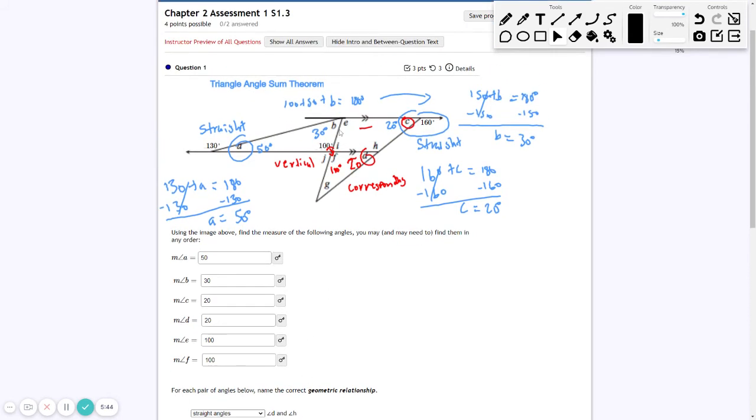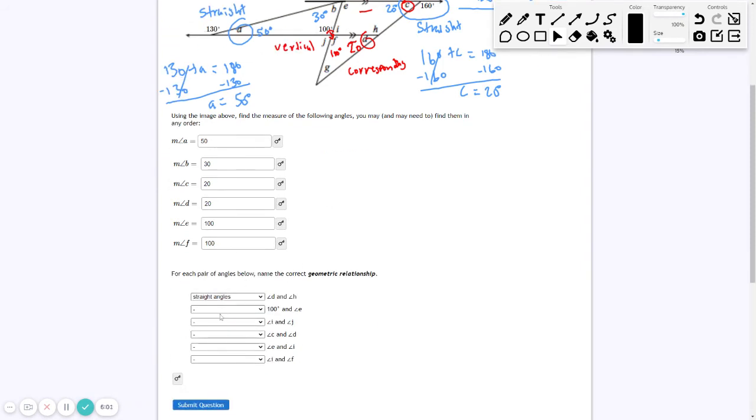Now, 100 degrees and angle E. This is what I was saying earlier. These make alternate interior angles because if you were to extend this black line here, that would be another set of parallel lines. And so 100 and E are across from each other on the transversal, and they're in between the two parallel lines. So this is an alternate interior angles set.